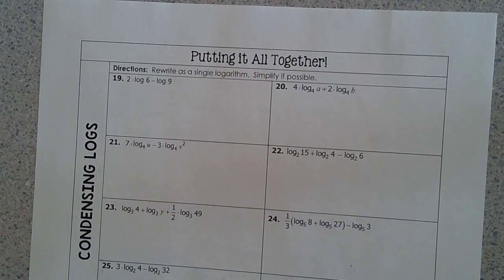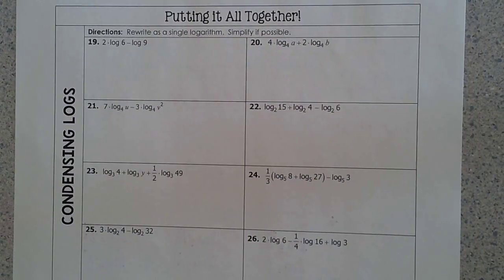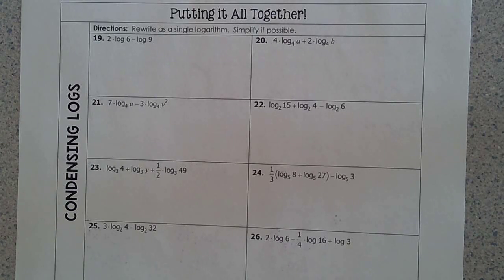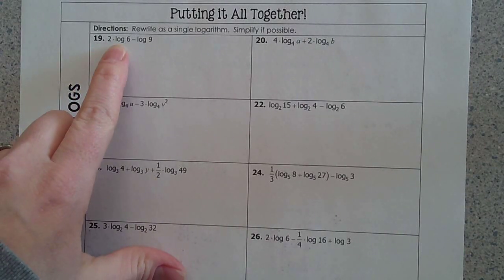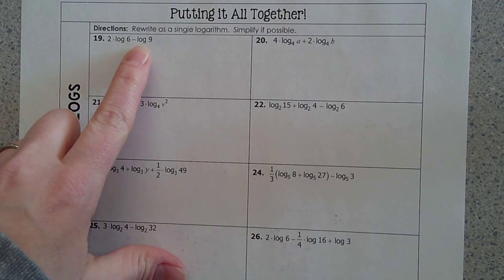All right, we're going to go back to this page right here. And first we're going to condense some logs. So your goal when condensing logs is to try to write them as one logarithm. Log base something of something. Okay? So I'm looking at 19. I have 2 times log of 6 minus log of 9.